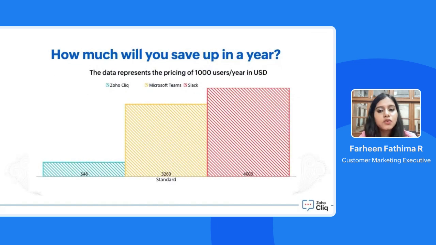So let's say you have 1,000 users in your organization. The below bar chart represents how much you might be saving if you use Zoho Click. So if you see the standard plan, Microsoft Teams is 5 times and Slack is 6 times more than the price of Zoho Click.